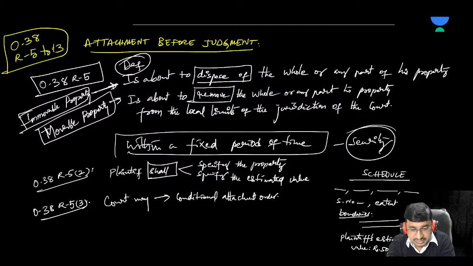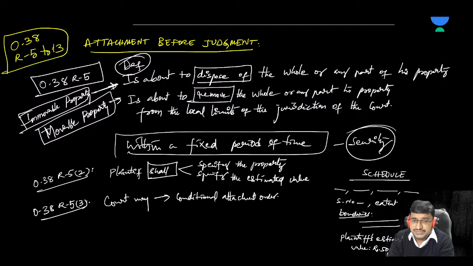Section 41 to section 57 of CPC are dealing with the concept of attachment, friends. Therefore, these sections are related to attachment. Just go through, friends, in order to get more knowledge regarding this concept, the concept of attachment.